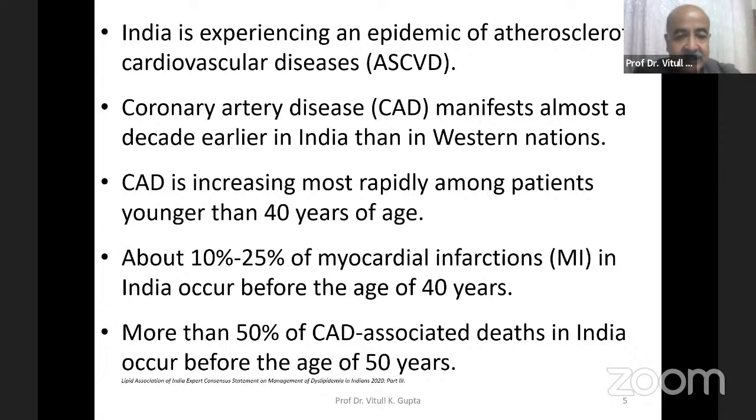CAD is increasing most rapidly among patients younger than 40 years of age in India. About 10 to 25% of myocardial infarctions in India occur before the age of 40 years, and more than 50% of coronary artery disease associated deaths in India occur before the age of 50 years. So these are the important differences from Western nations, and that is why we need to focus more on cardiovascular disease mortality as well as morbidity.